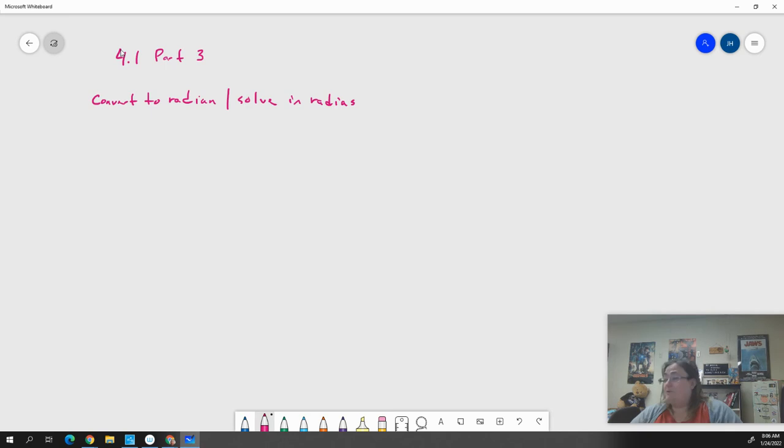None of my sample problems are going to require you to convert to radians. They're already in radian measure. But if they're not, you know how to do the conversion, right? If it's given to you in degrees, just multiply it times pi over 180 degrees and get your radian measure.